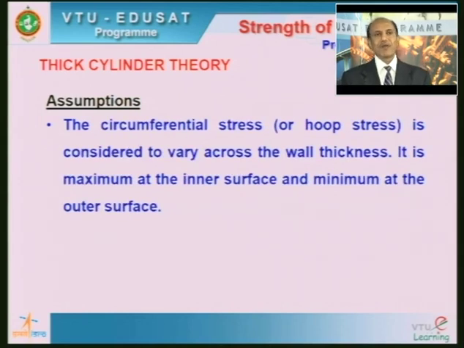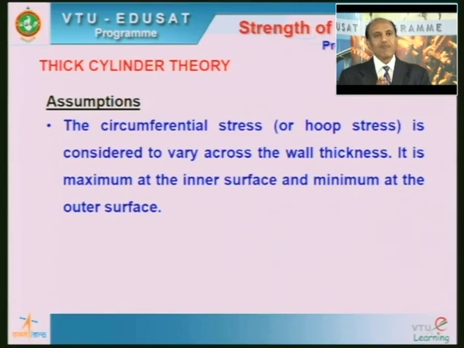Coming to the last assumption that we are trying to have here, the circumferential stress or the hoop stress is considered to vary across the wall thickness. Please understand, in case of thin cylinders, we had said that it is not going to vary over the wall thickness, the circumferential stress is almost uniform, whereas here it is going to vary, and it will be maximum at the inner surface and minimum at the outer surface. So, these are the 4 assumptions that we are trying to talk about in case of thick cylinder theory. My next objective is to obtain expressions for circumferential stress and radial stress in the wall of a thick cylinder. So, let us try to understand how we do this particular bookwork.